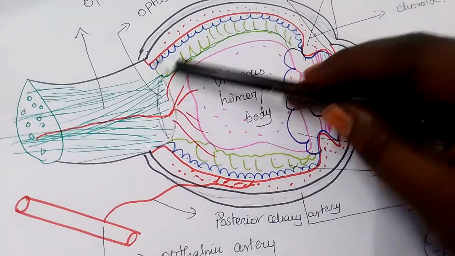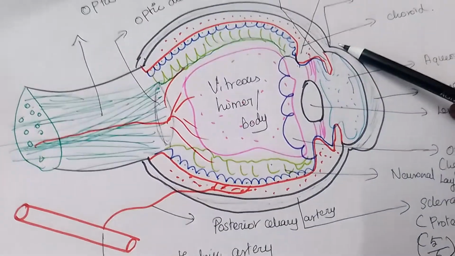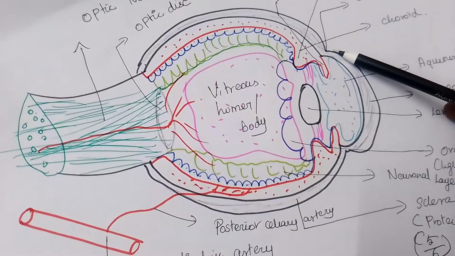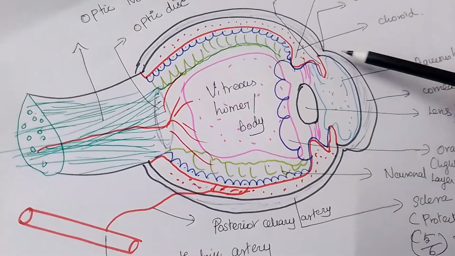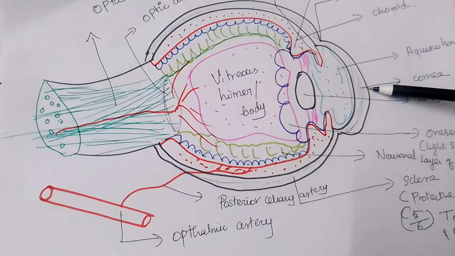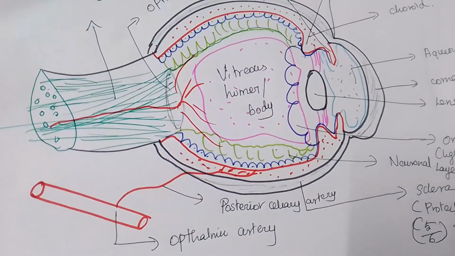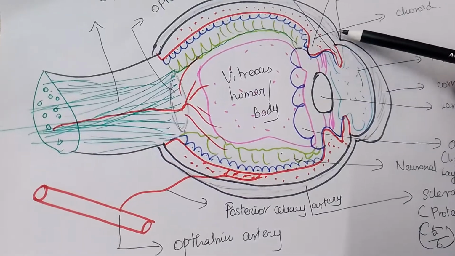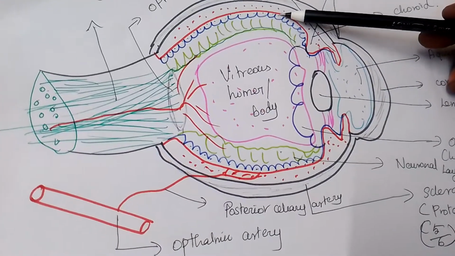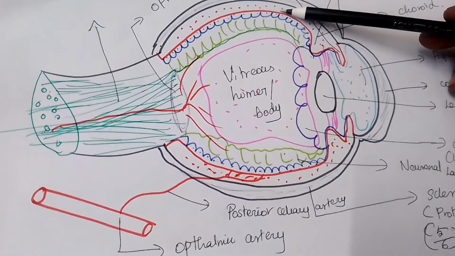The first one is called the protective layer. You could see the protective layer. This protective layer in the front is called the cornea, and the other one is called the sclera. Sclera is a tough and opaque layer. Understand? And then the middle layer, the red color layer, it is highly vascular.